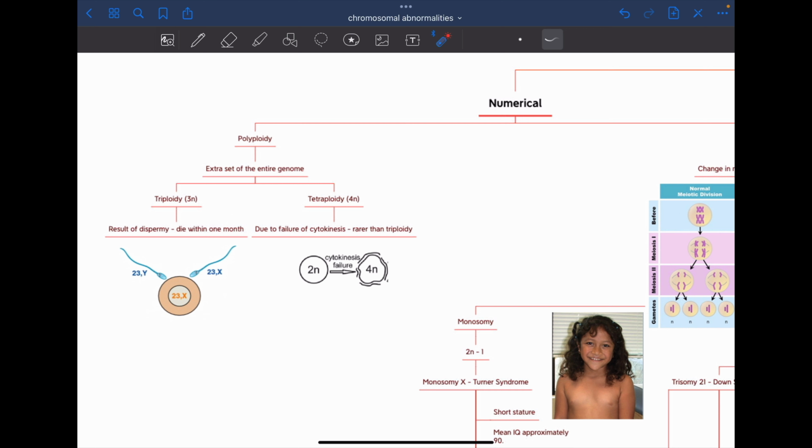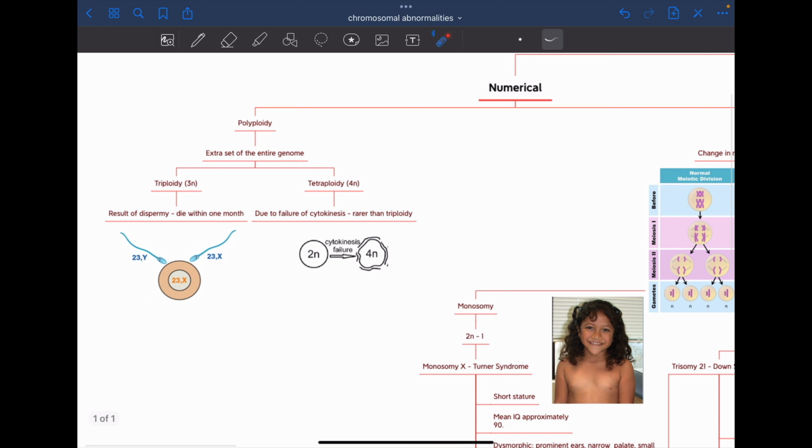So triploidy is when there are 69 chromosomes, or 3N. When it comes to tetraploidy, you have basically double the 46 chromosomes, or 4N, so 4 times the 23 chromosomes. So there are 92 chromosomes in the case of tetraploidy. As we said, triploidy is when two sperms fertilize one egg. In tetraploidy, usually the cause is failure of cytokinesis to occur properly. So what does that mean? Basically, a zygote will form normally.